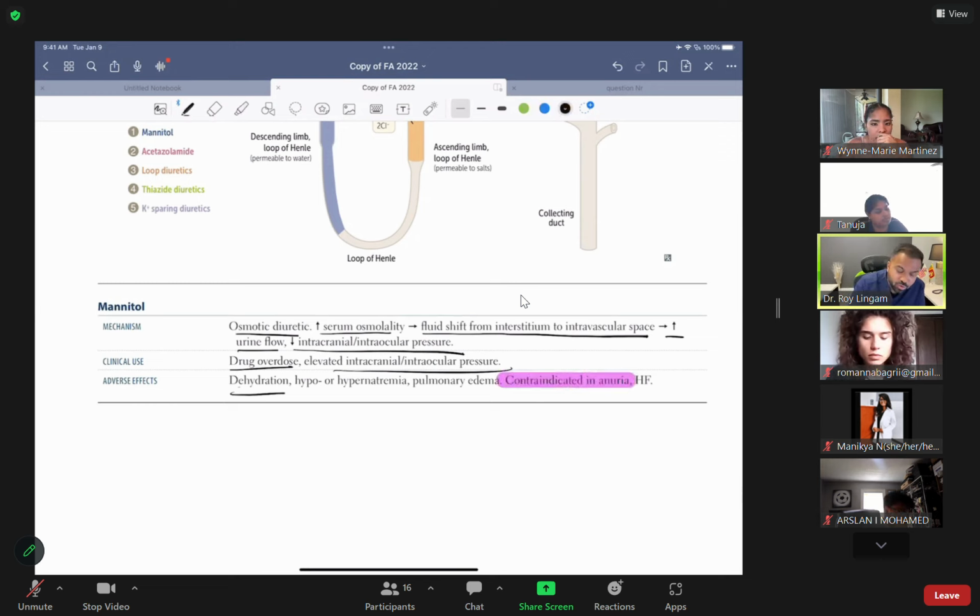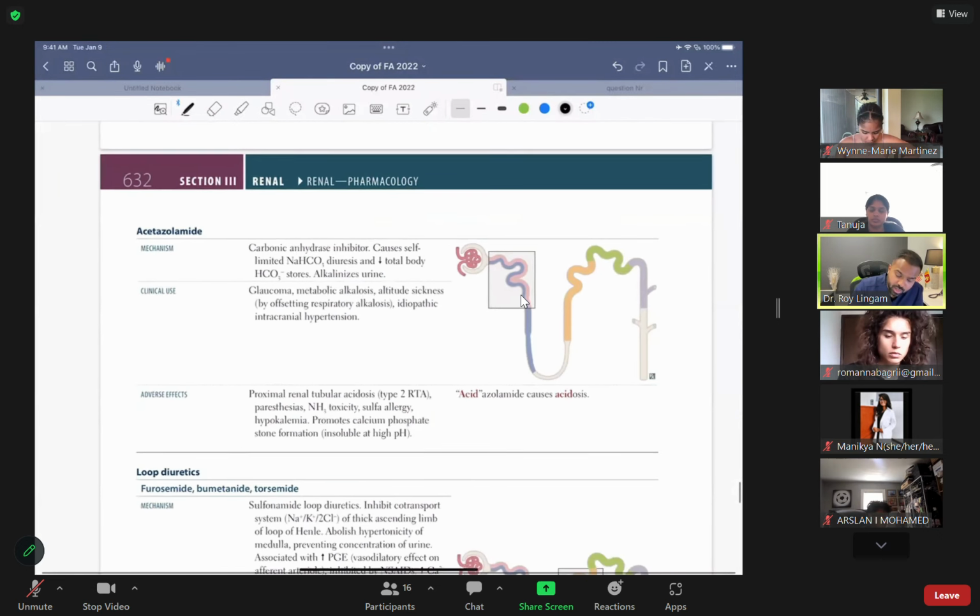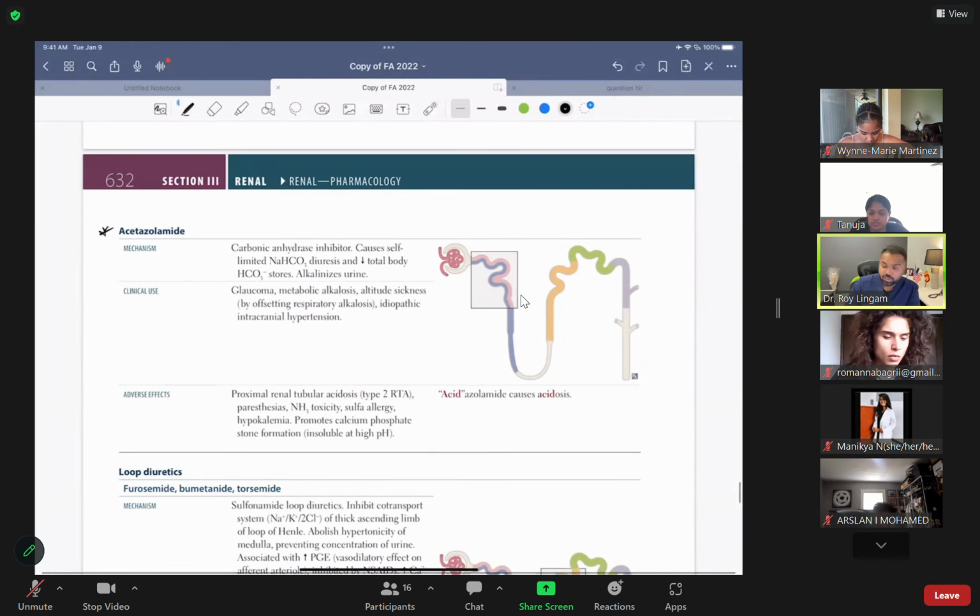Contraindicated in anuria. What does anuria mean? Less urinary excretion. If somebody is urinating less, it's a sign of high dehydration. And on those people, you cannot give this. It will make it even worse. Okay. And we cannot give it when they have hyponatremia, pulmonary edema, or any heart failure. So the key is anuria, folks. You cannot give fluid loss to someone who's already dehydrated. Next, acetazolamide. This is an important medication.